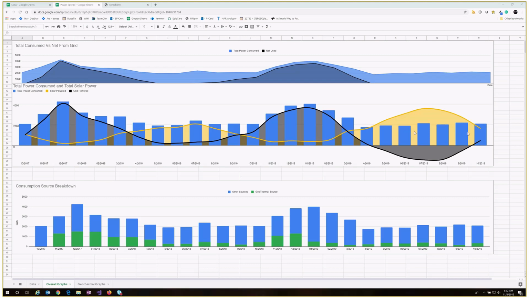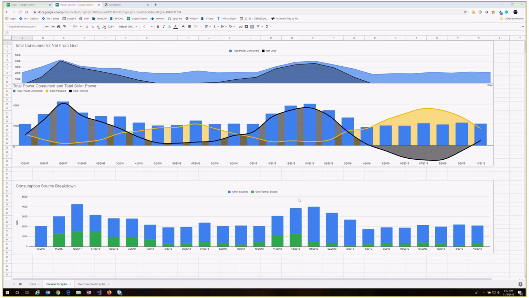And as a result, prior summer we didn't really bank any electricity. But this year, we were able to bank quite a bit of electricity, and I'm hoping that's going to carry us through the wintertime. We shall see. Consumption source breakdown shows overall power used for the month and where that power went.